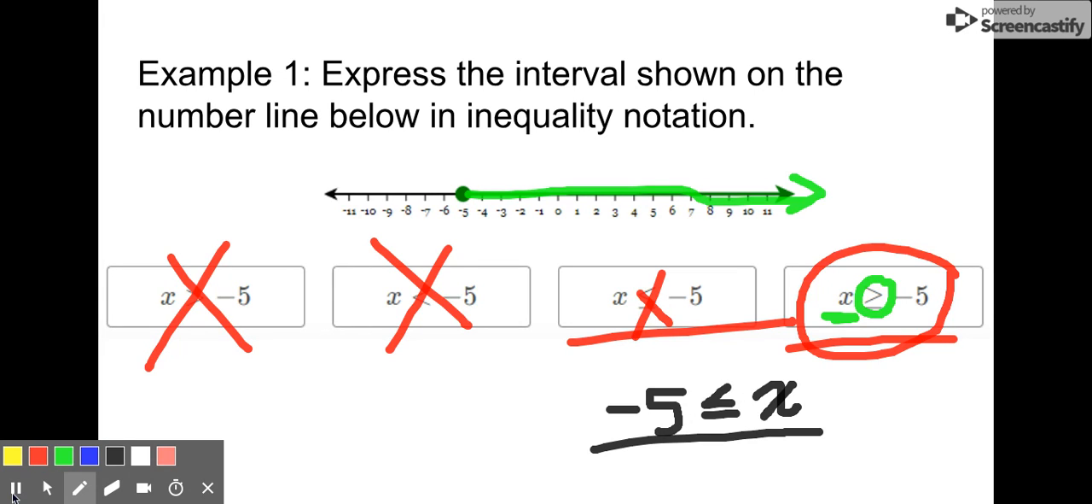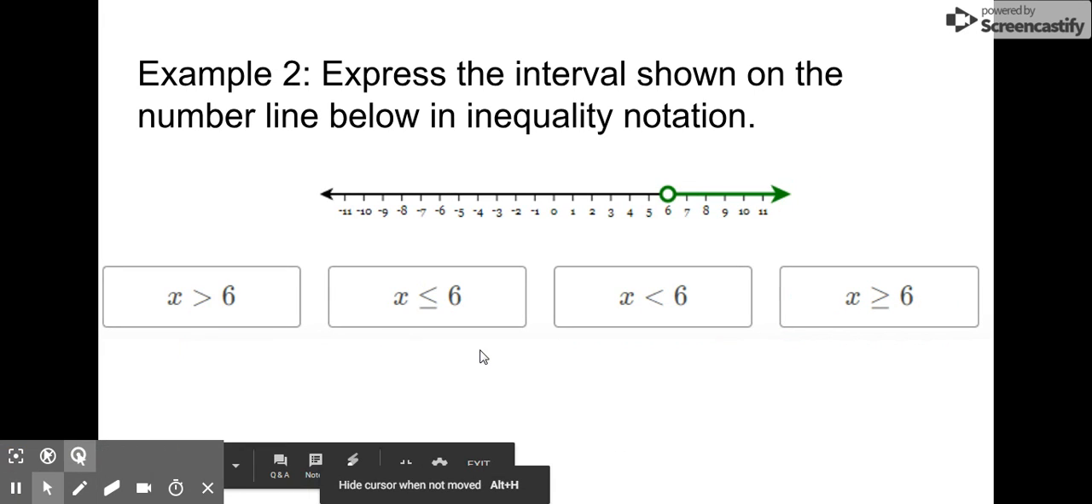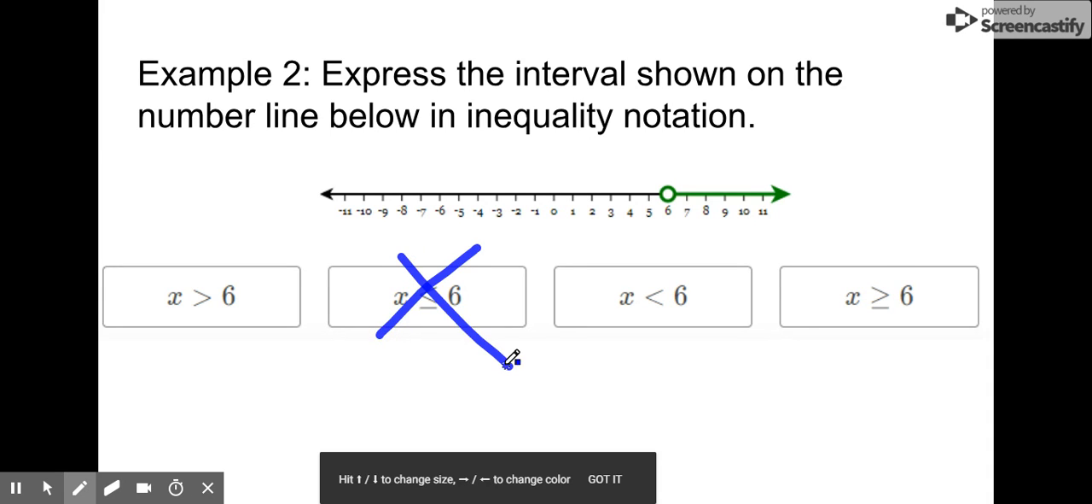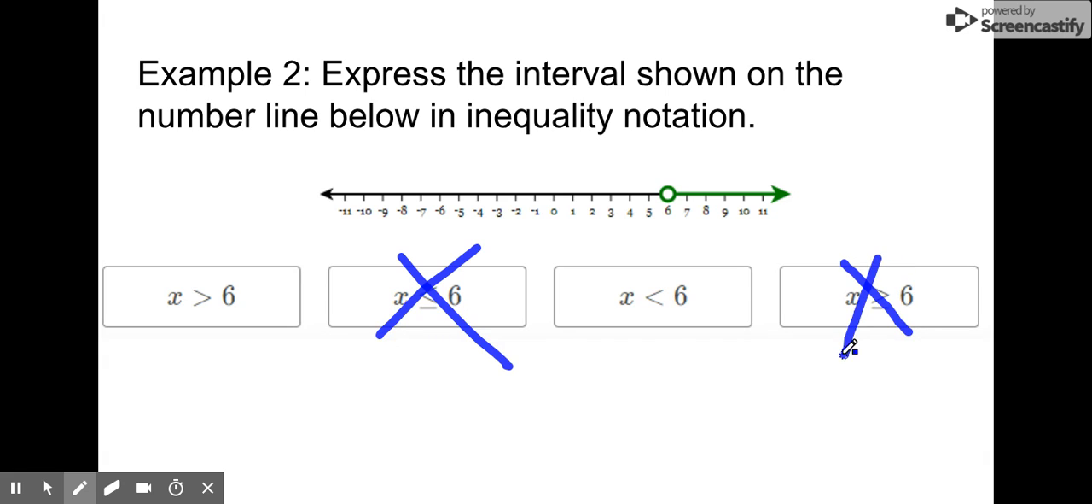Let's look at another example. In this case, we have an open circle, and an open circle means that we cannot include the value our circle's around. In this case, it's 6, so we know that x can't equal 6. That eliminates any inequality that has an equal to part. Again, we have to see which direction we're going, and in this case, we have numbers that are bigger than 6. So we have to use that greater than symbol.